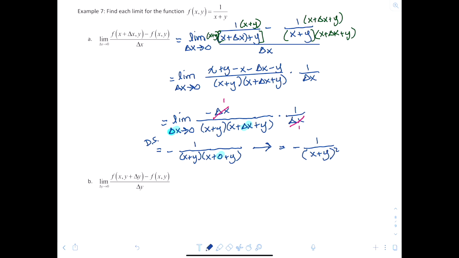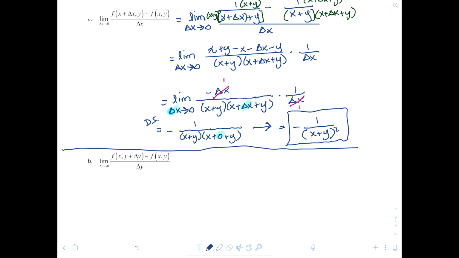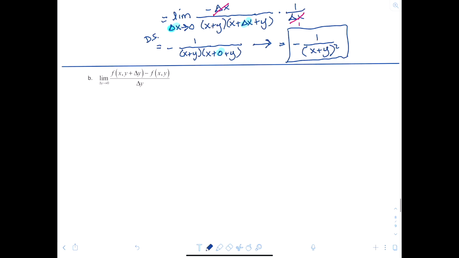Cool? All right, why don't you try doing the next limit, which is evaluating the limit as delta y approaches 0 of f of x comma y plus delta y. You can do it. I know you can. Okay, let's see how you did.